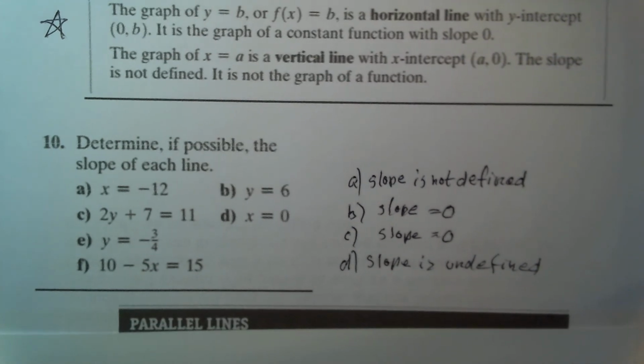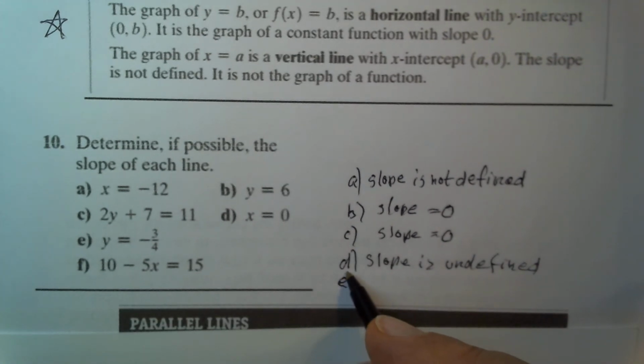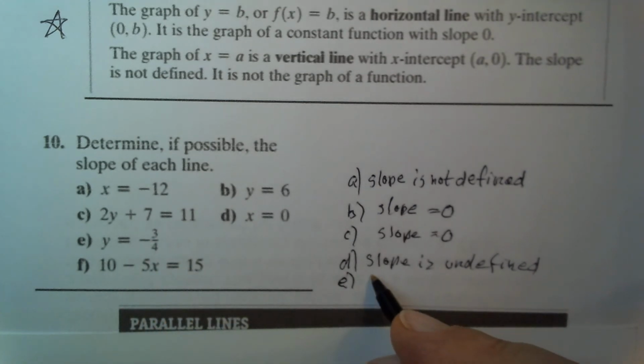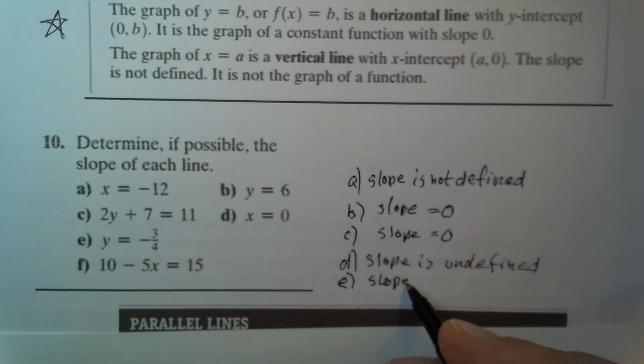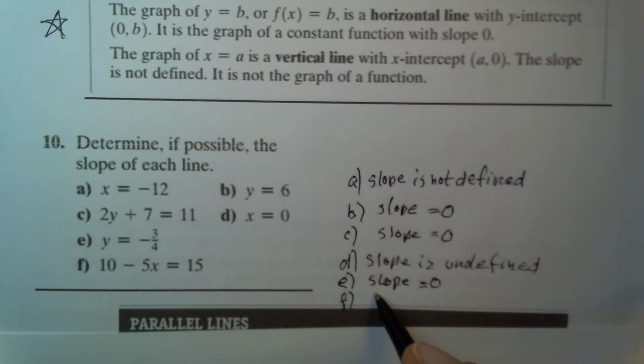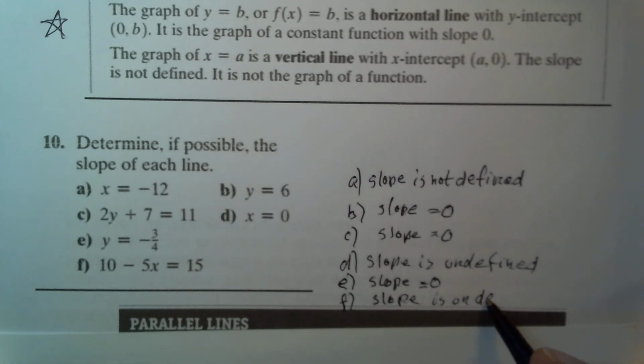And E we know is a horizontal line. It's y equals a number. So the slope is 0. And for F, we can solve this equation for x equal to -1. And we know that's a vertical line. So we know for F, the slope is undefined because it's a vertical line.